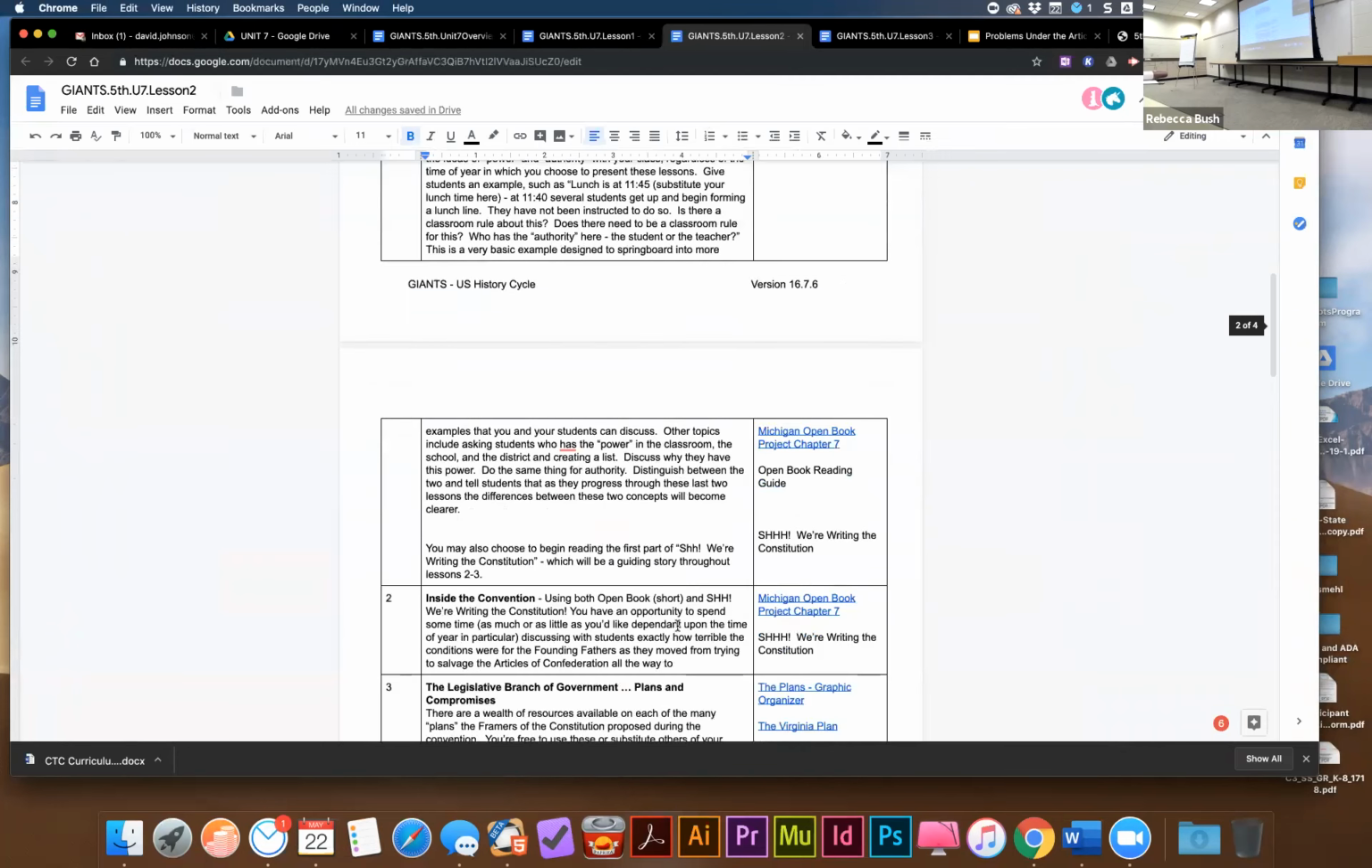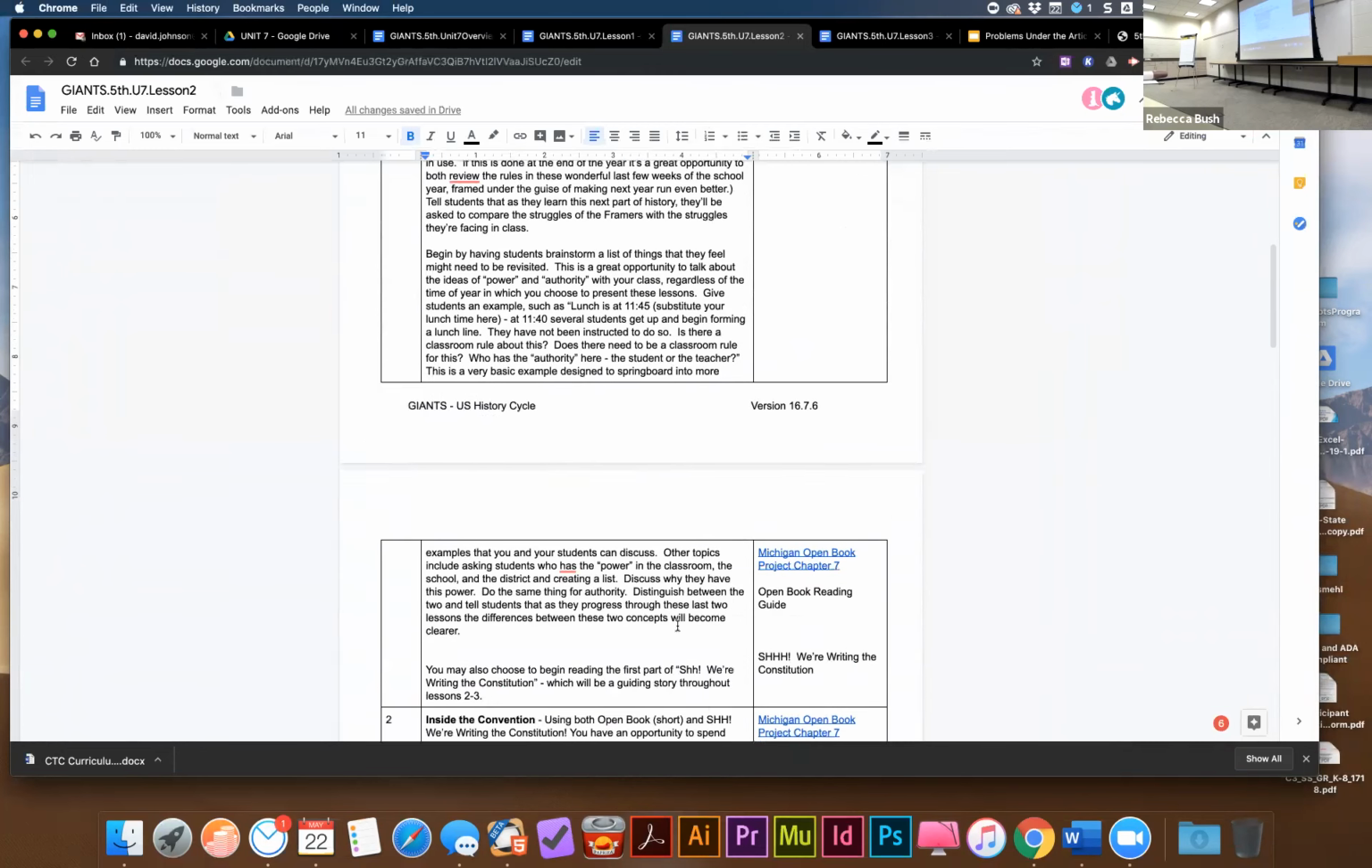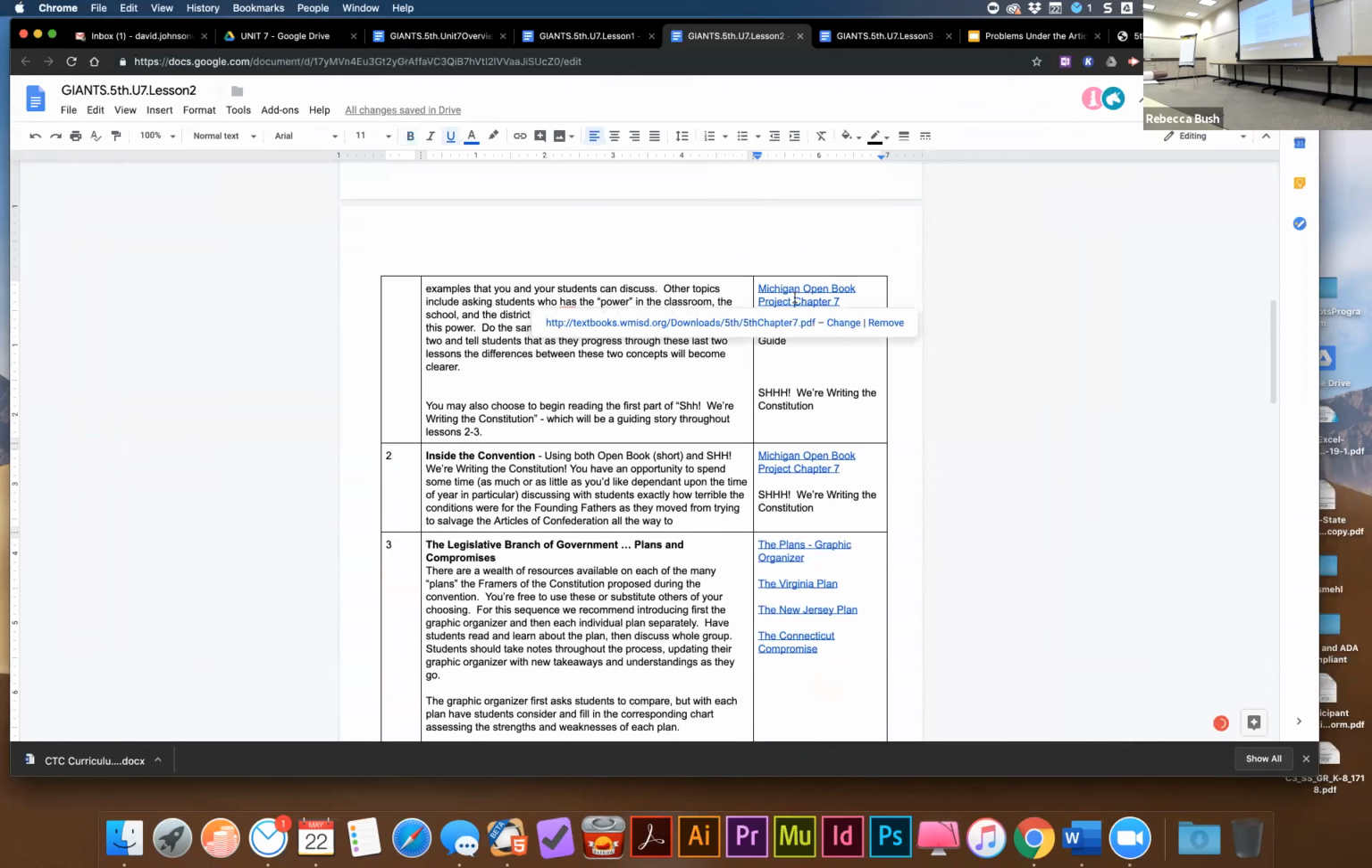So this is an activity that's available in here that I tried to provide enough information for you to chunk out. Now, the one thing that is still missing from this is the reading guide that goes along with Open Book. So if you're using that, just know if you start this tomorrow, the reading guide isn't done.